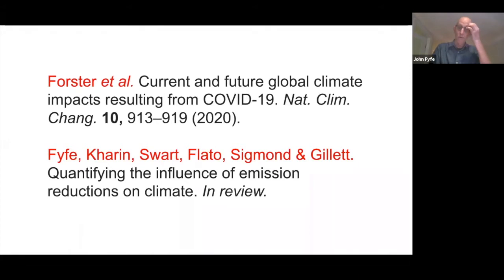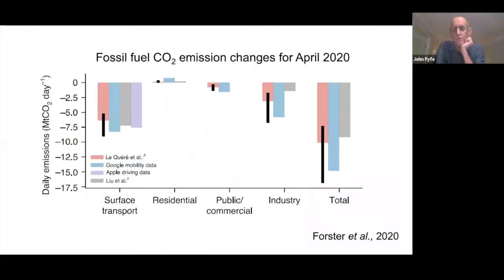And I'll start with the Forster et al. paper, and I just have 4 slides here. Some of this might be familiar to you, some of it might not be, but this is where we stand as of June in terms of our understanding of emission reductions associated with COVID-19 containment. So this is a plot of fossil fuel CO2 emission changes for April, so averaged over April relative to the year before, okay? And you're looking at these changes across sectors.